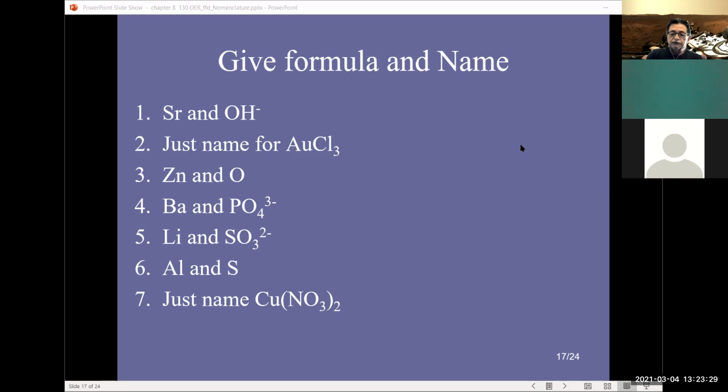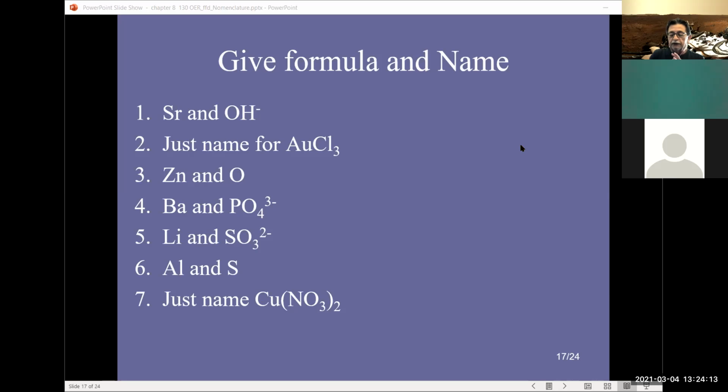Earlier, when we first started this chapter, I mentioned that if you're given the formula, you should be able to find its name, or if you have the name, give its formula. And so here we are. Here we have Sr and OH⁻ specifically. That is a polyatomic ion. If you don't know what it is, the fact that there is a charge on it and more than 2 elements in it tells you it's a polyatomic ion. Look that up, and you'll find out that its name is hydroxide.